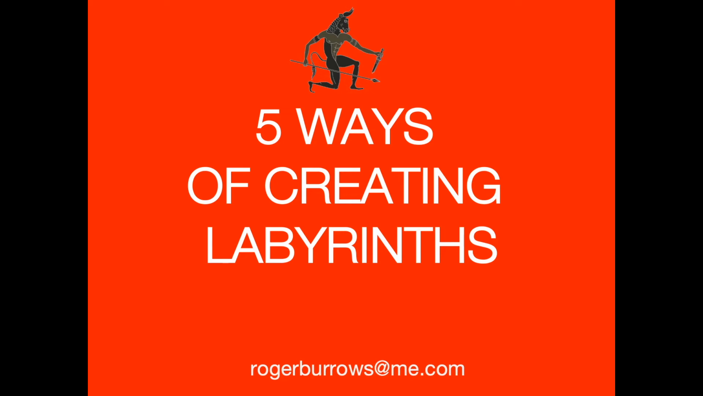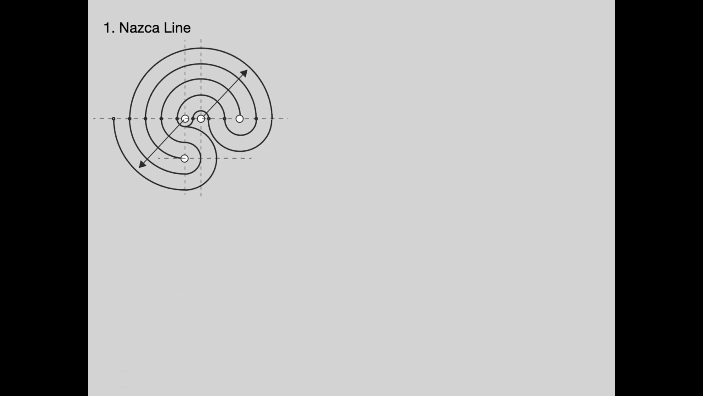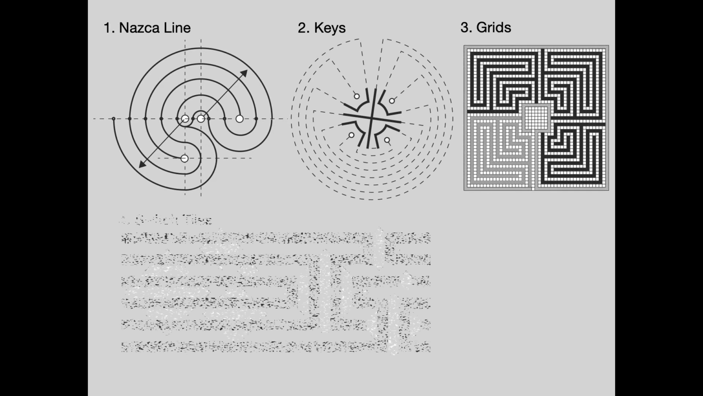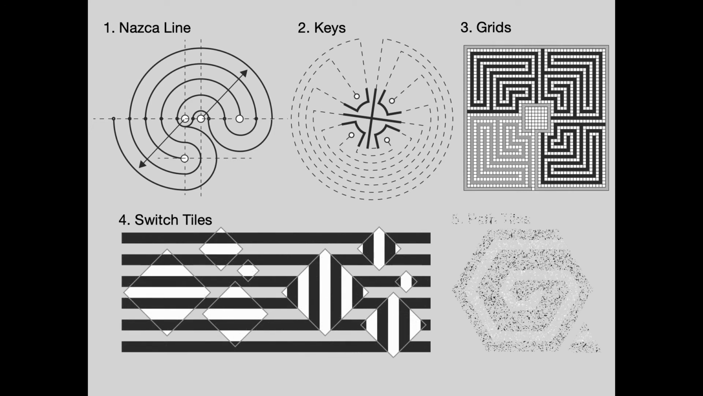Hi, my name is Roger Burrows, and I'd like to present a supplement to my 2020 Bridges paper, Labyrinths, Mysteries and Methods. There's little that survives that shows us how ancient spirals and labyrinths were actually created, so we're left with a puzzle. How could they have been constructed? In the paper I present 5 possible methods: Nazca line, keys, grids, switch tiles and path tiles.